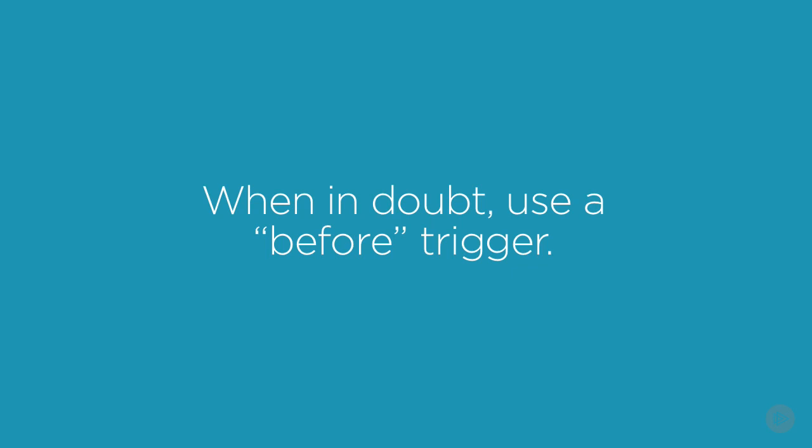I know we just covered a ton of information and your brain may need some time to process it all. So here's the golden rule to follow when you're unsure what to do. When in doubt, use a before trigger. You'll be right 95% of the time. And if you're wrong, just change it to after.